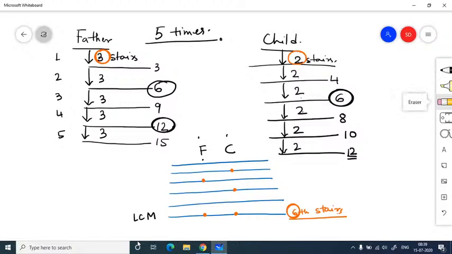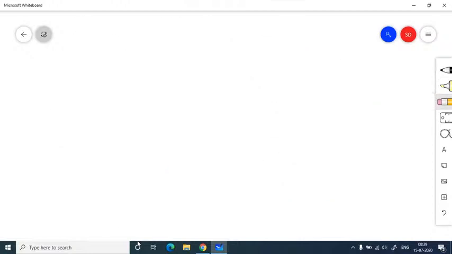Okay, now let's start the exercise. Exercise 4.5. Question number 1, subpart 2. You have to find out the LCM using the prime factorization method.